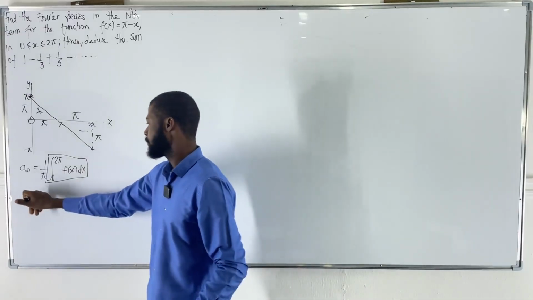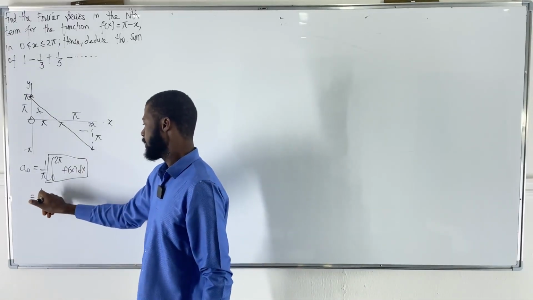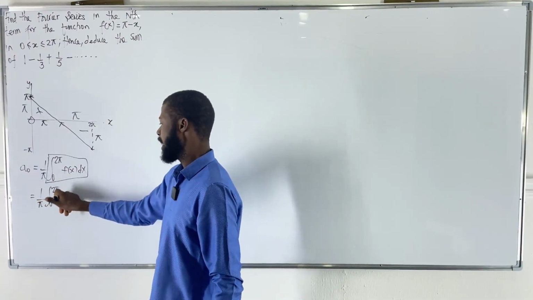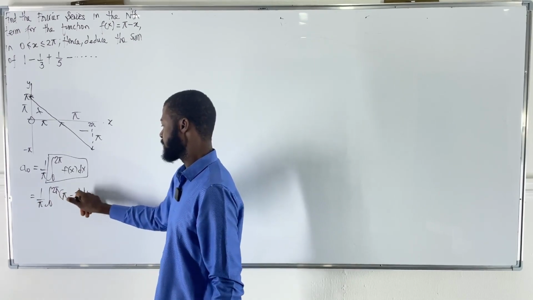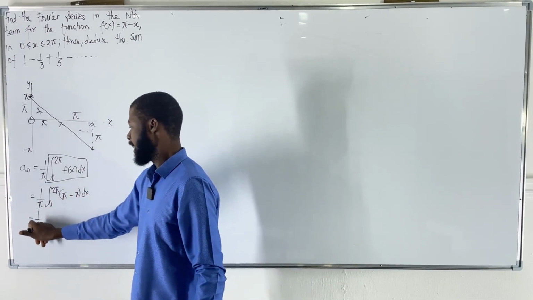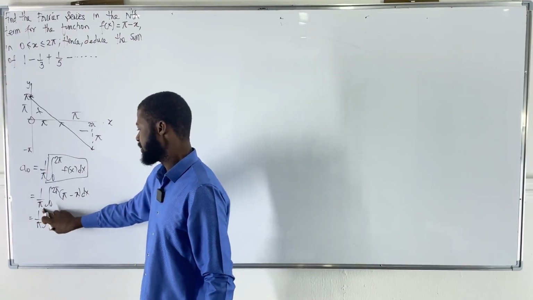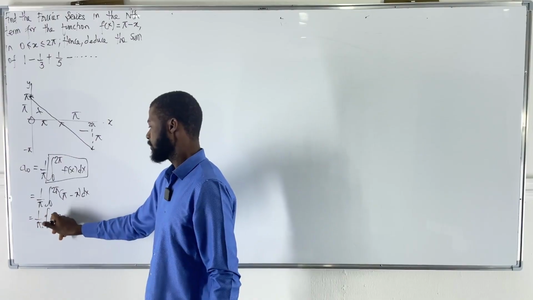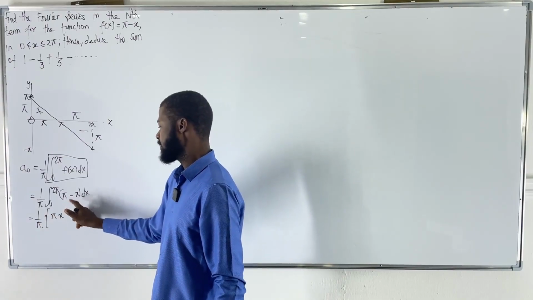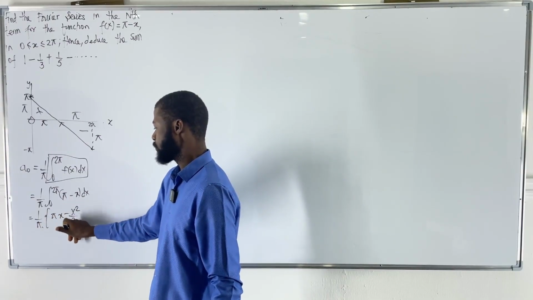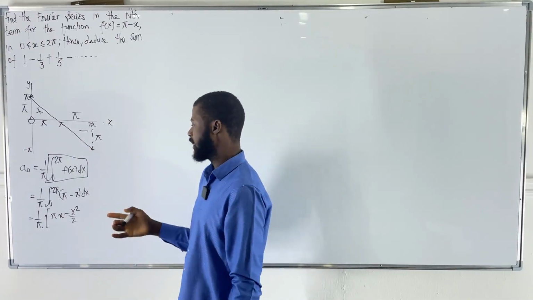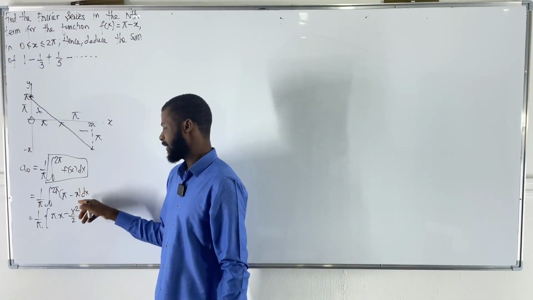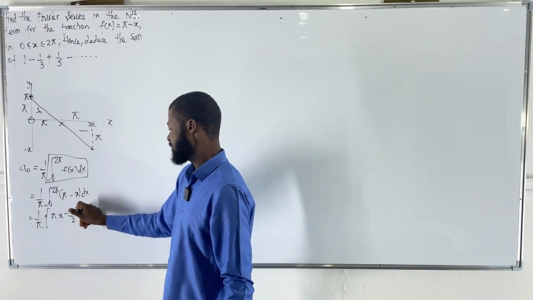But let's solve for the area and see if we'll have 0. So this is 1 over pi, then integral from 0 to 2 pi of the function pi minus x dx. Let me integrate. If you integrate pi, you get pi x. Integrate x, you get minus x squared over 2. Remember, when you're dealing with your limits, you put 1 and then 1, and your limit is 0 to 2 pi.